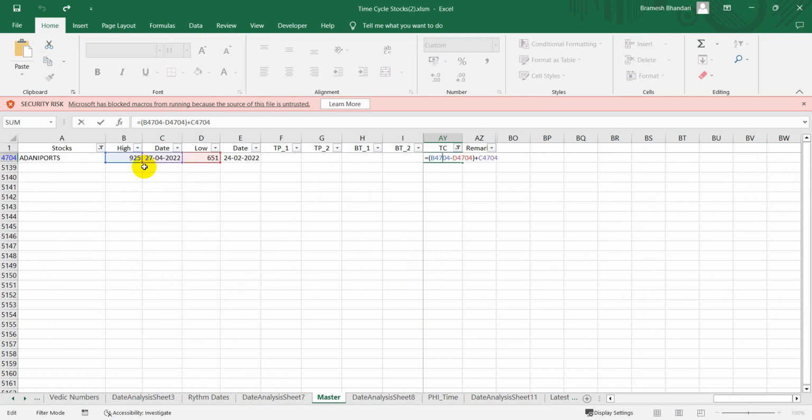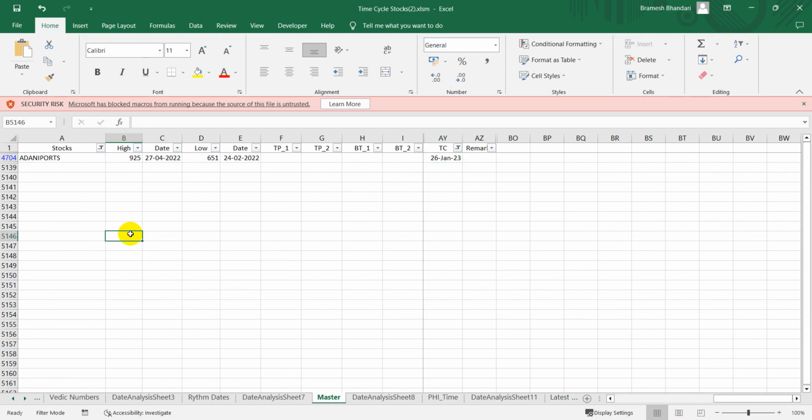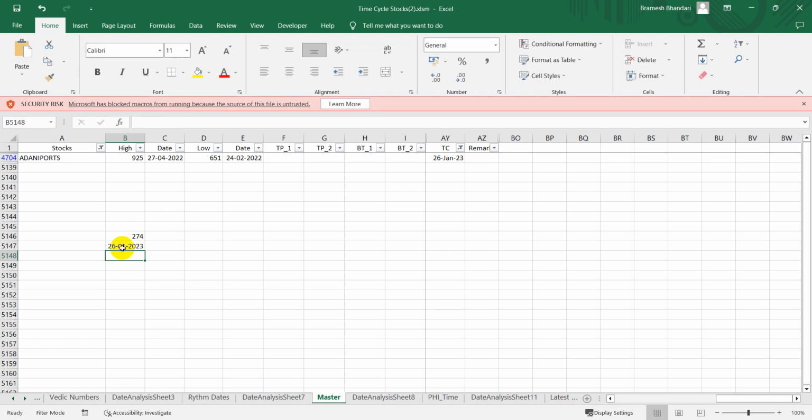Now what we are doing in this formula is very simple. We are taking the difference of both the prices, the difference between the range. So basically we are taking the difference, high minus low. That is 274 points, and we simply add these 274 points to the date on which it made the high. So it came at 26 January 2023.